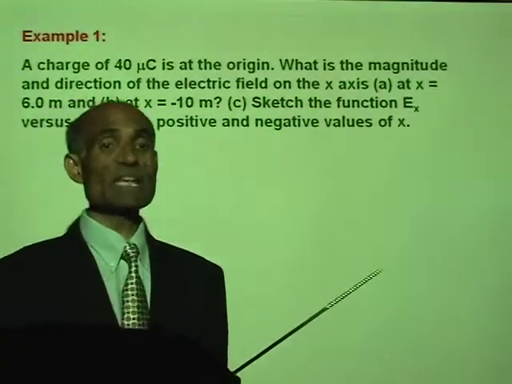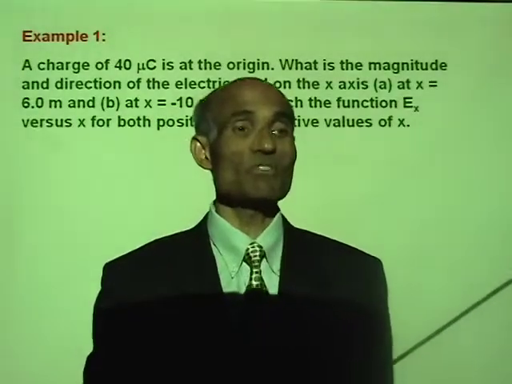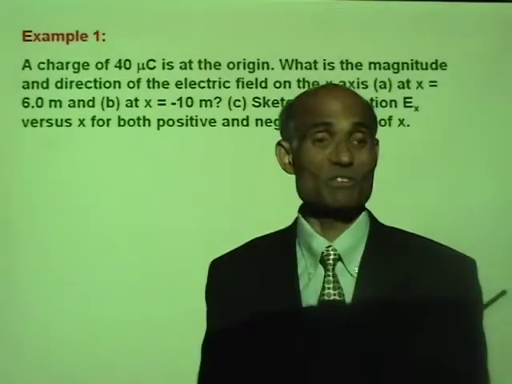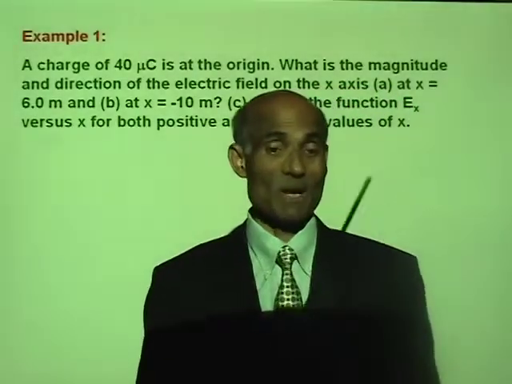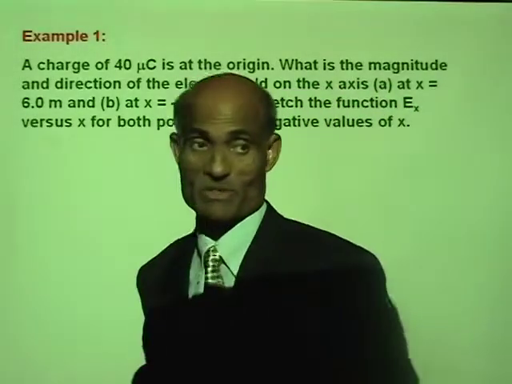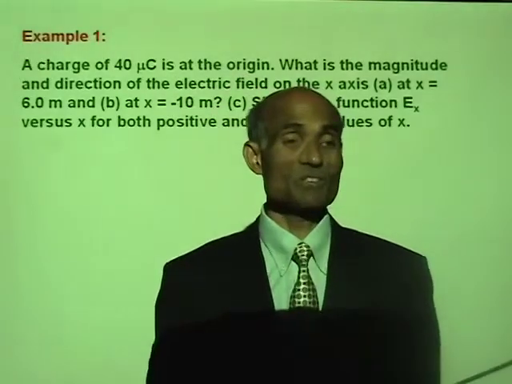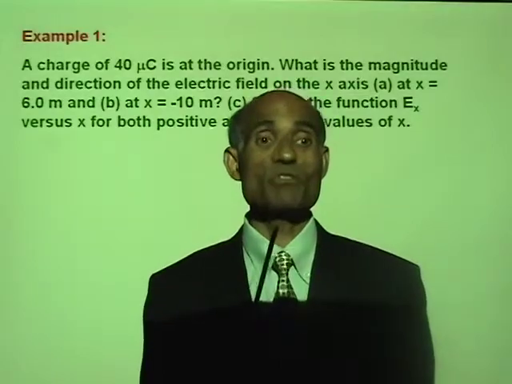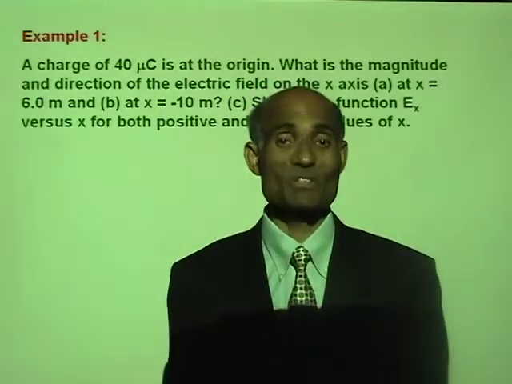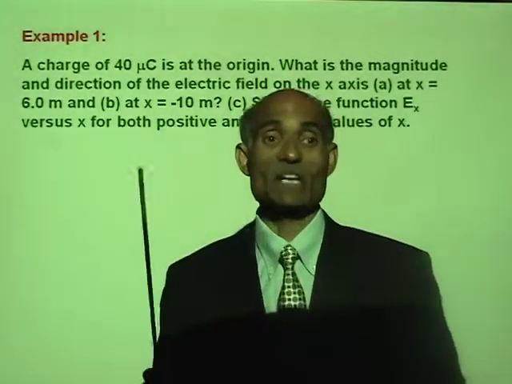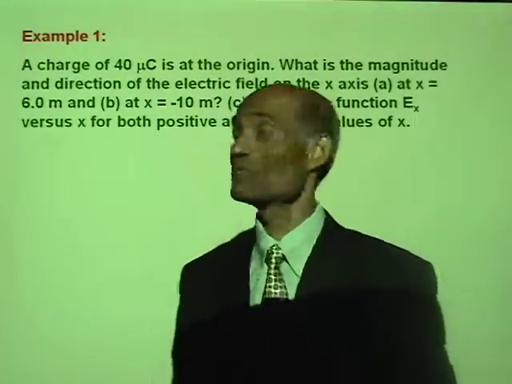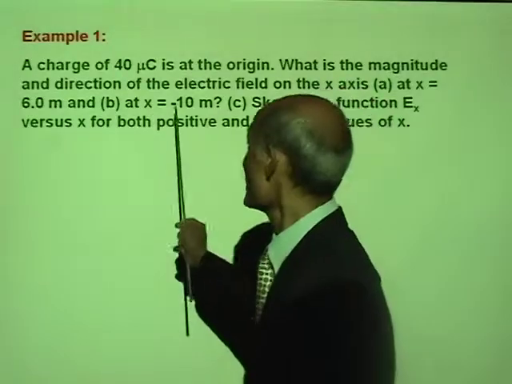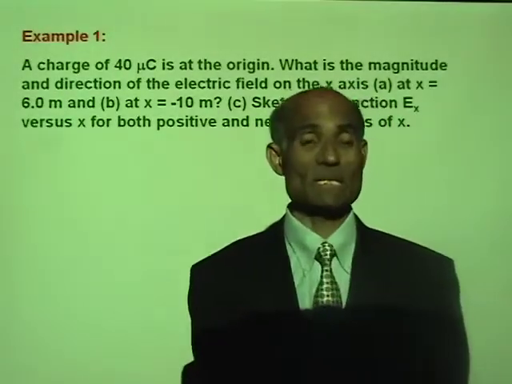Sketch the function Ex as a function of x for positive and negative values of x. Well, the first part is very simple, is that right? We have a charge of 40 microcoulomb at the origin. We need to find the magnitude and direction of the electric field at 2 points, x equal to 6 meter and at x equal to negative 10 meter.